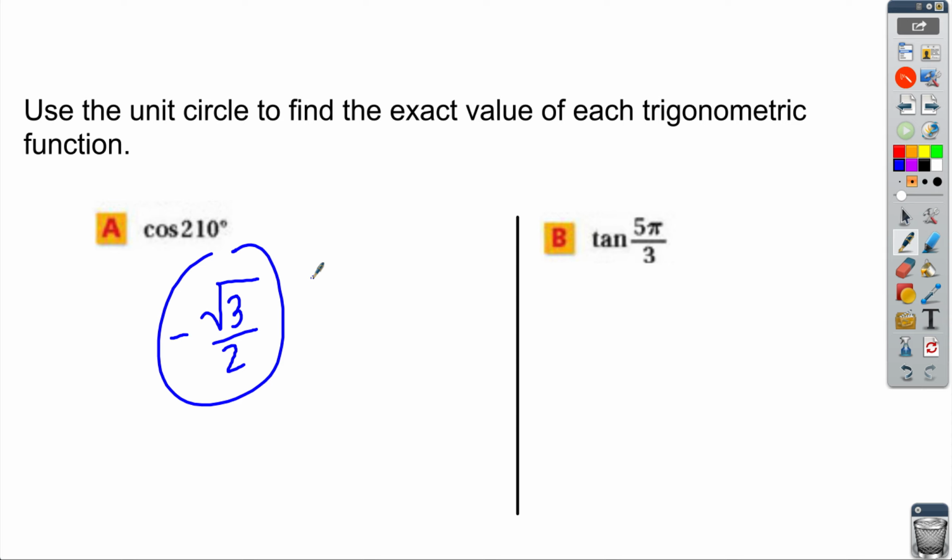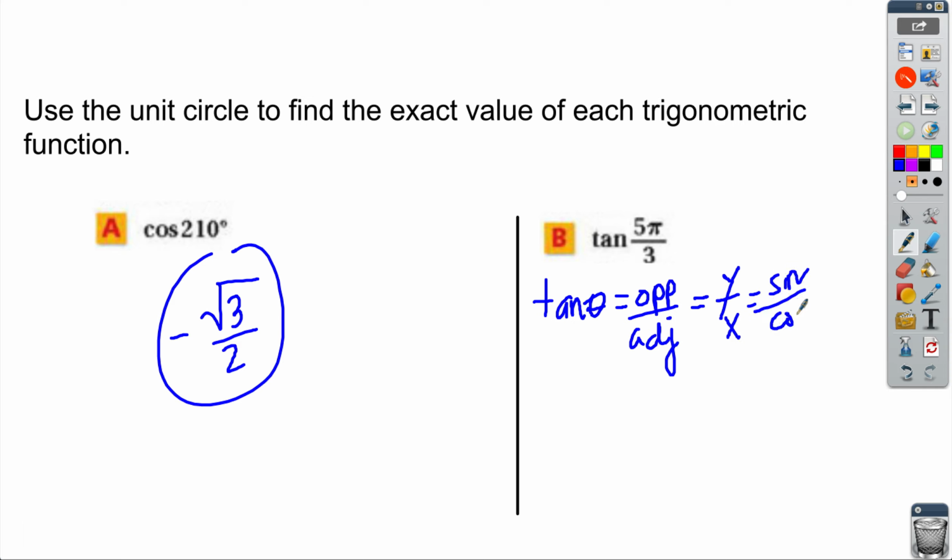All right, so let's look at the tangent of 5 pi over 3. Let's look for that. What you know right now is that tangent theta, no matter what happens, is the opposite measure over the adjacent. But you also know that this refers to using the y value and dividing it by the x, or dividing the sine value by the cosine value.